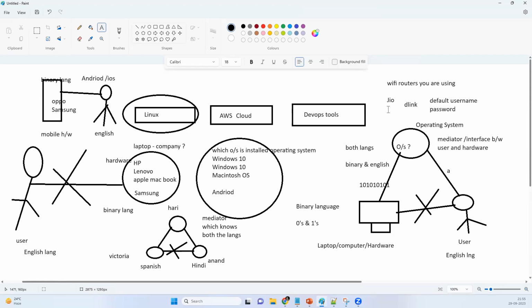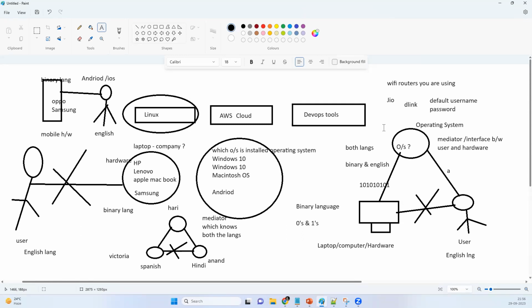Definitely, if you are interacting with any hardware, there will be an OS installed on that machine. Then only we can interact with the hardware. Otherwise we cannot. For example, video games, routers, whatever it may be. There will be an OS installed on that machine.